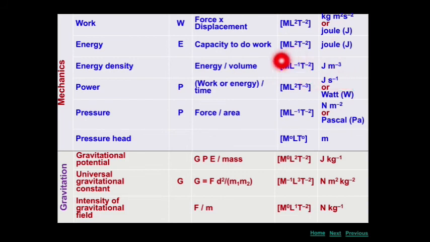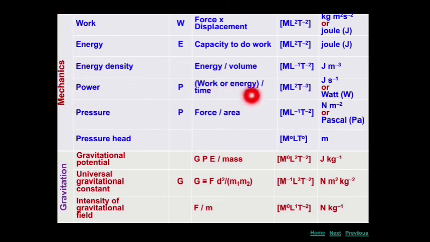The dimensional formula for energy density is ML square T power minus 2 divided by L cube. So when we simplify it, the unit we get is ML inverse T power minus 2. Next one is power. Power is nothing but energy by time. So work, energy, and power are all almost the same quantity.